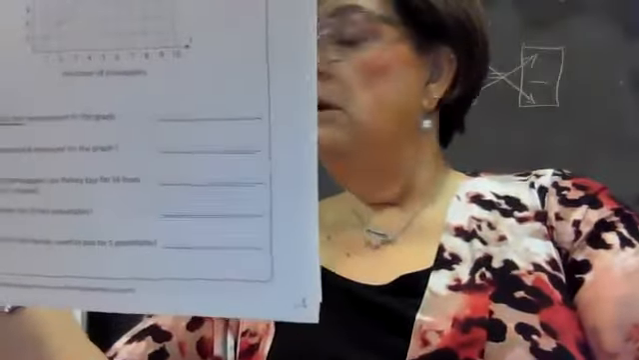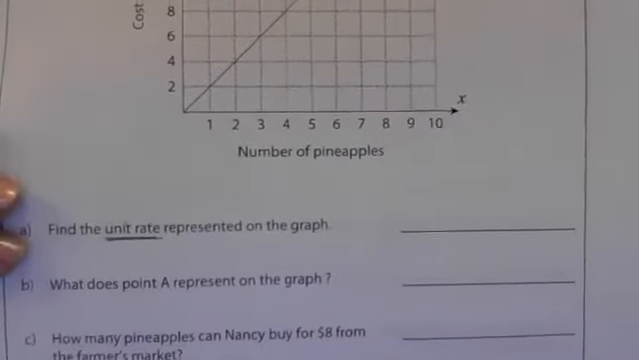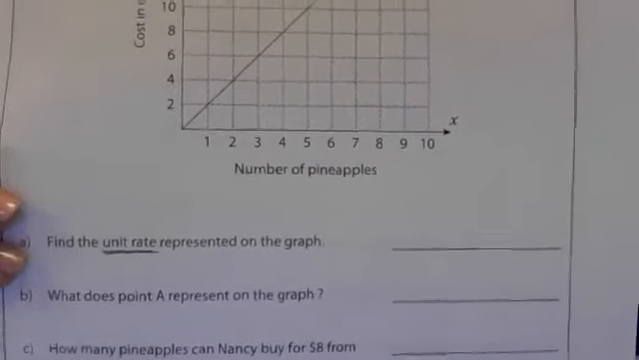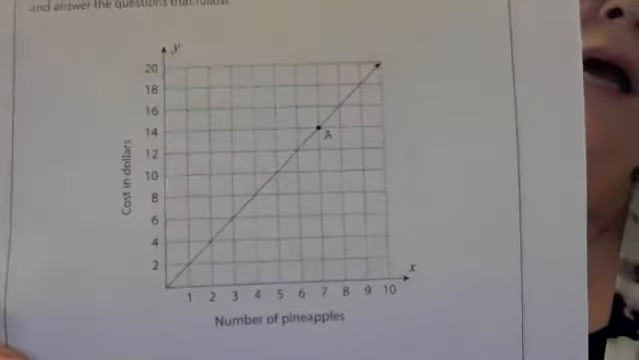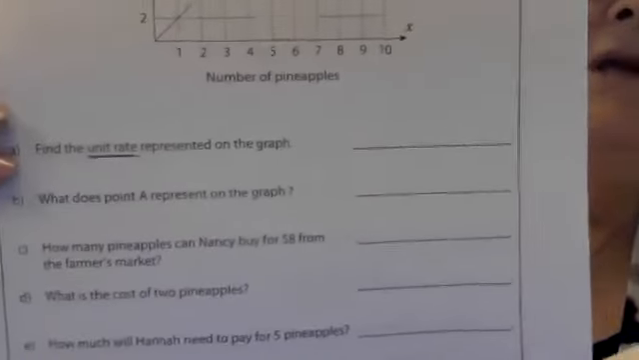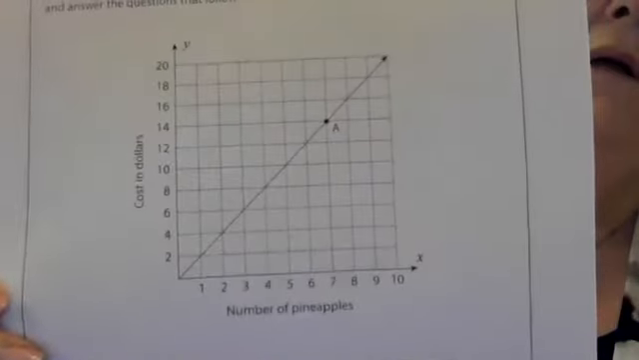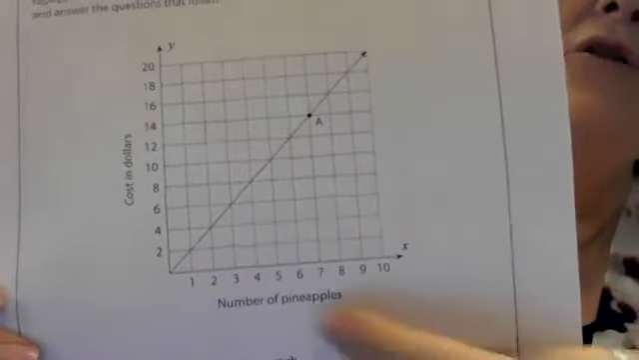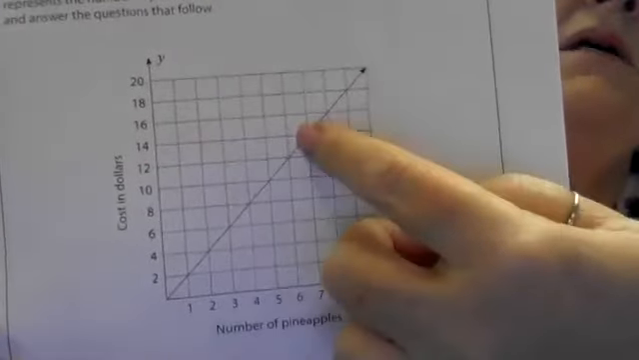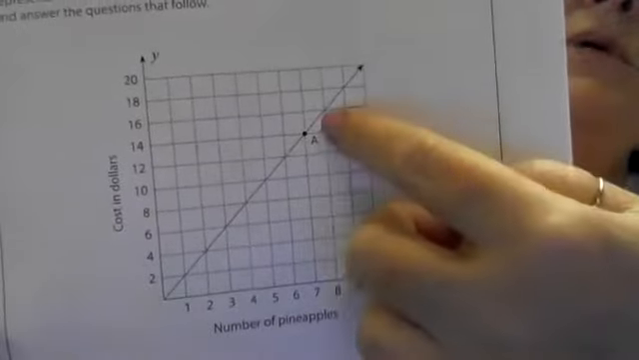Can we go back to B? B. I put units. So I don't know if I read that right. What does point A represent on the graph? Units. You don't have to say units. The graph says cost in dollars. A represents the cost of 7. It says that the cost of 7 pineapples is $14. Does the back say unit? No, it says 7 pineapples cost $14.